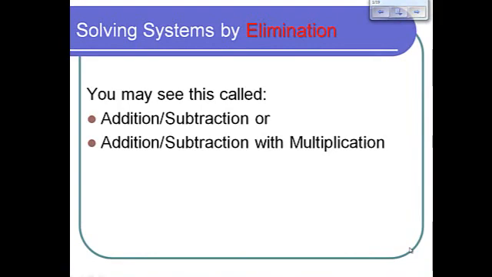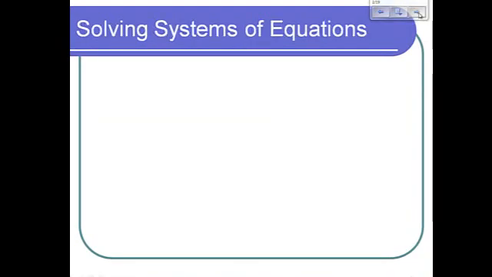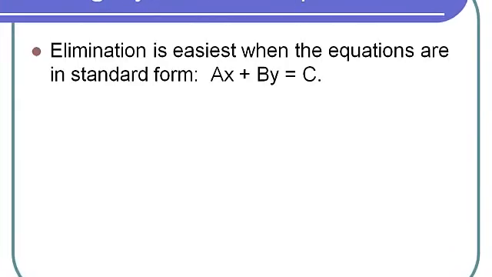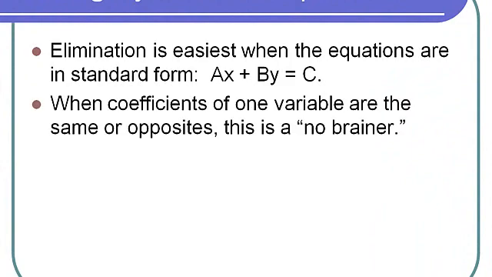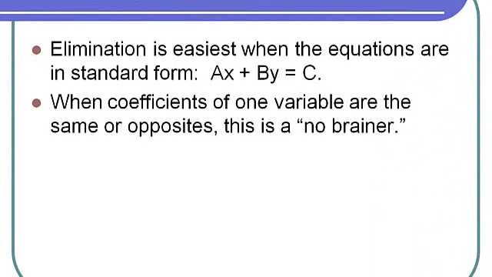You may also see it being called addition or subtraction, or addition and subtraction with multiplication. So elimination does have some different names. To solve a system of equations with elimination, it's easiest when the equations are in standard form, so that, remember, ax plus by equals c. When the coefficients of one variable are the same or opposites, it's kind of a no-brainer, and you'll see what I mean by that in a few minutes.